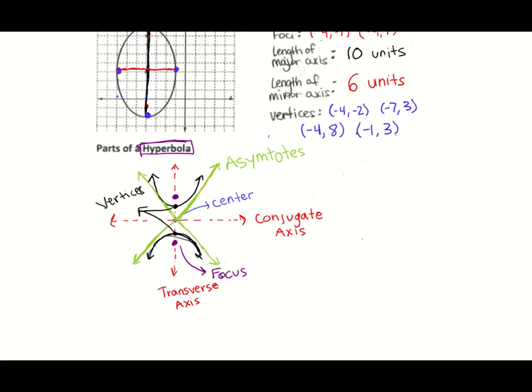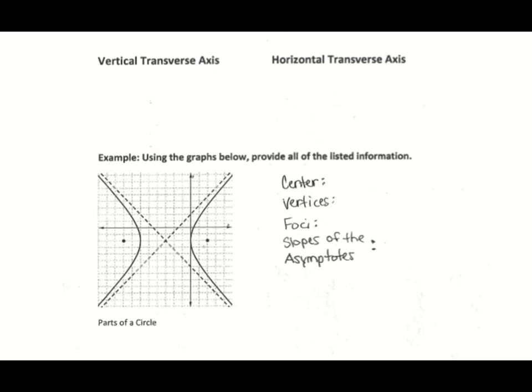That is what we have for our vertices. Okay, so these are all the parts of a hyperbola. Just like our other conic sections, we can have a vertical transverse axis or a horizontal transverse axis. So remember, our transverse axis is this one right here when we have a hyperbola with an up and a down shape.